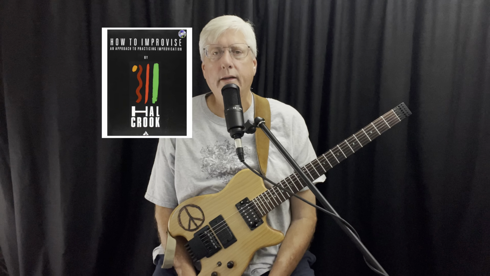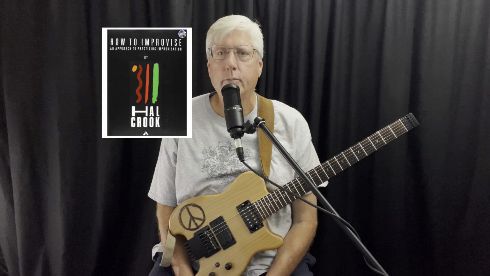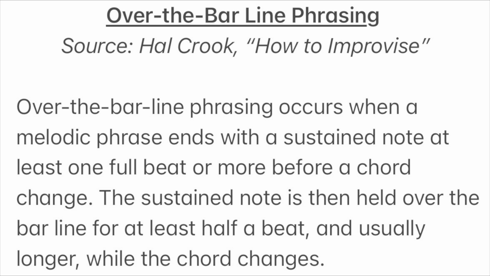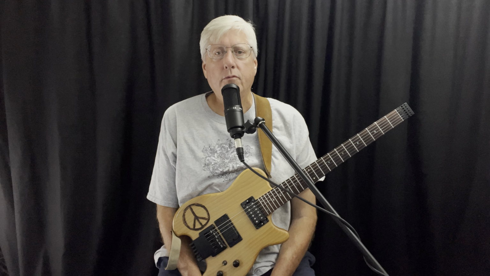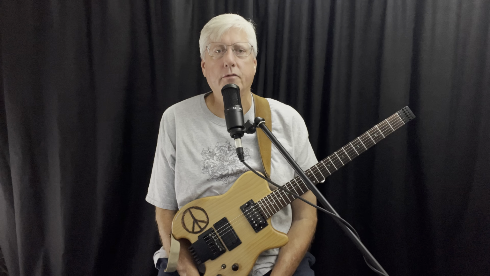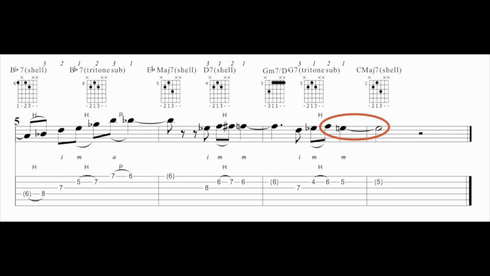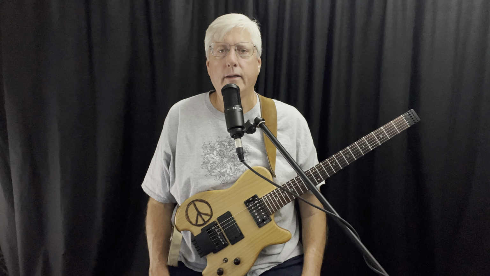Hal Crook's definition is as follows, and I quote from his book, How to Improvise. Over-the-bar line phrasing occurs when a melodic phrase ends with a sustained note at least 1 full beat or more before a chord change. The sustained note is then held over the bar line for at least half a beat and usually longer while the chord changes. One very clear example of this, one of several in this line of the week, would be the very last beat of measure 7 going into measure 8. It sort of meets all the criteria in Hal Crook's definition very clearly.